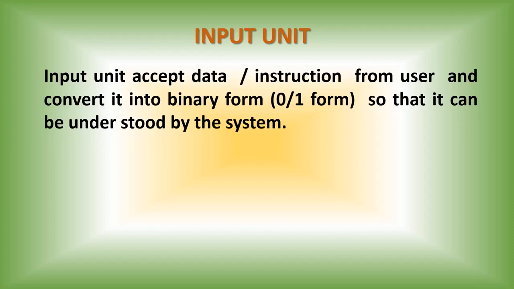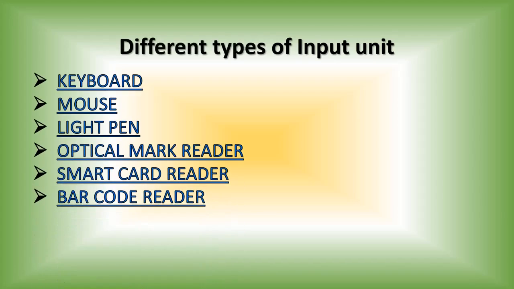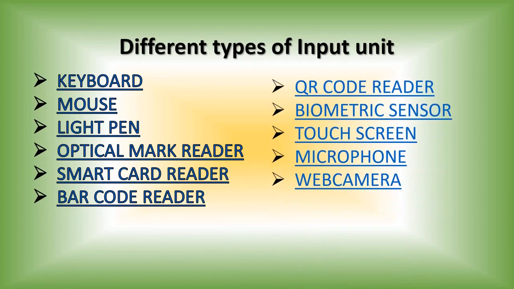So, what are the different types of input units? You know that commonly used input devices are the keyboard and mouse. There are different types of input devices available: keyboard, mouse, light pen, optical mark reader, smart card reader, barcode reader, QR code reader, biometric sensor, touch screen, microphone, web camera. All these are different types of input devices. These devices we are using in our day-to-day life.